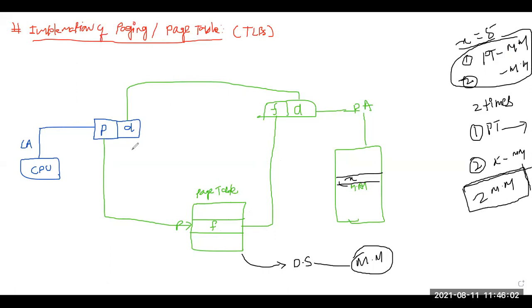Now you have to access the main memory 2 times. Fine. Now what will happen? Now access time is increased here. Access time is increased here. Now we have to use some concept so that this access time can be optimized or reduced to something equivalent to 1 memory access. Fine. Now how is it possible? This is called use of TLB.